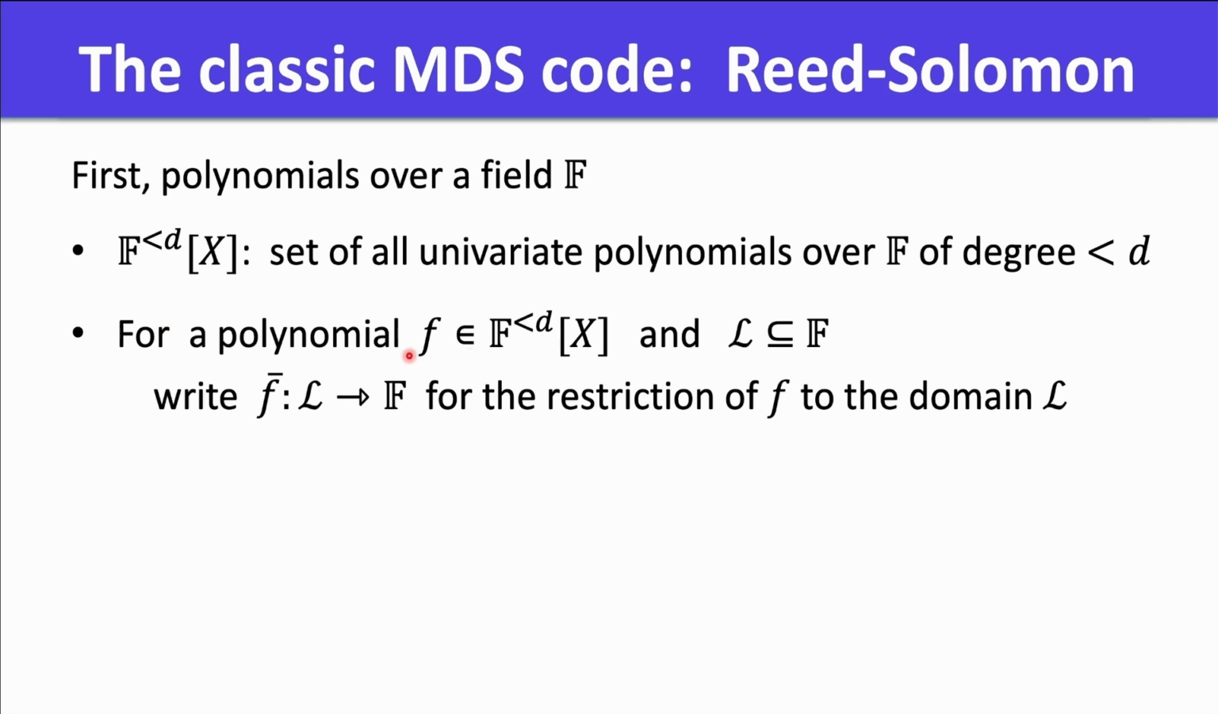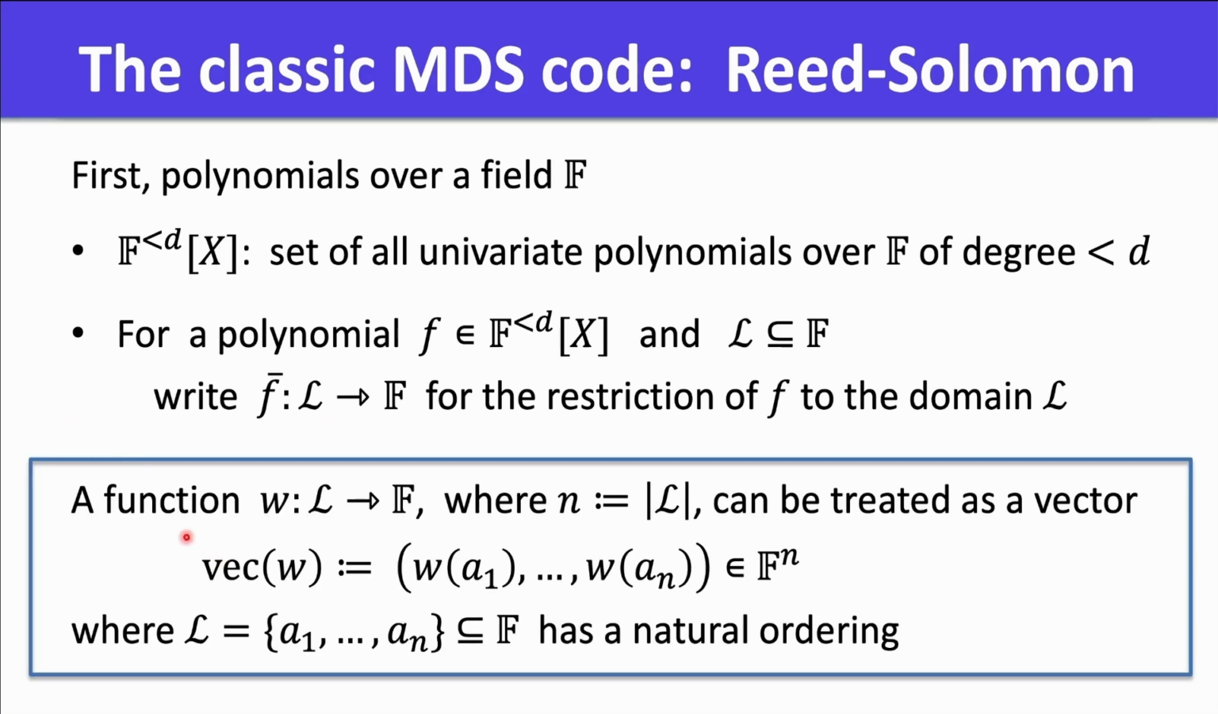Now, a polynomial f over the finite field defines a function from the finite field onto itself. But we will be interested in restricting these functions to a subdomain of the finite field. So let L denote a subset of the finite field. I'll call L the domain of the code. And I'm going to denote by f bar the restriction of the function f to the domain L. Again, f is a function over the entire field, and f bar is the same function just restricted to the domain L.